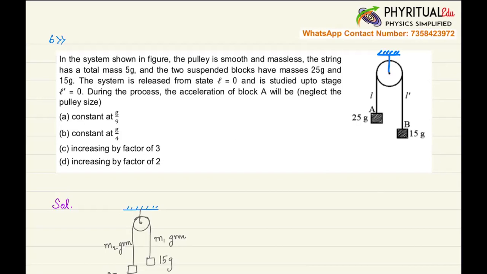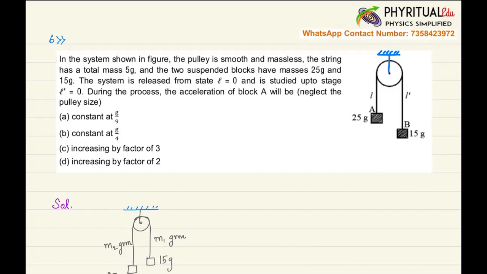The system is released from the state where L equals 0, which means that block A is initially very close to the pulley, and the entire length of the rope is hanging on the other side like that. Because the heavier mass is on the left side, that is 25 gram, more than the total mass on the right side, which will be 15 gram plus the mass of the rope. The mass of the rope is 5 gram. So A will start moving down.